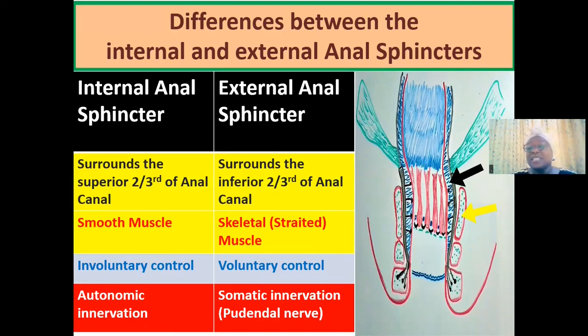The external anal sphincter is a voluntary type of sphincter, which means that this sphincter is under voluntary control. So we have the control over the action of the external anal sphincter because it is made up of a skeletal or sphincter type of muscle.